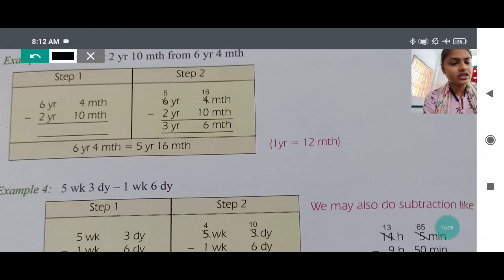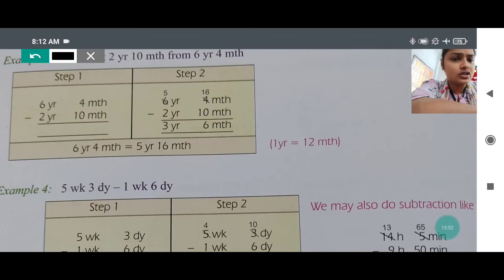Just the same, we will do this question: 2 years 10 months from 6 years 4 months. The process is the same. In the first step, we will arrange the numbers in years and months. After arranging the numbers in years and months, we will write the numbers. Then we will do the subtraction from right to left. First we will subtract the months.